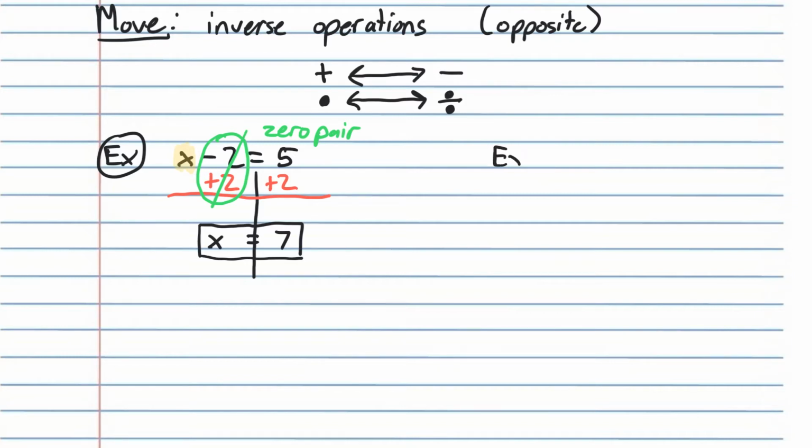Similarly, if I give you another one, let's say I'd use a different variable. y plus 6 equals -5.